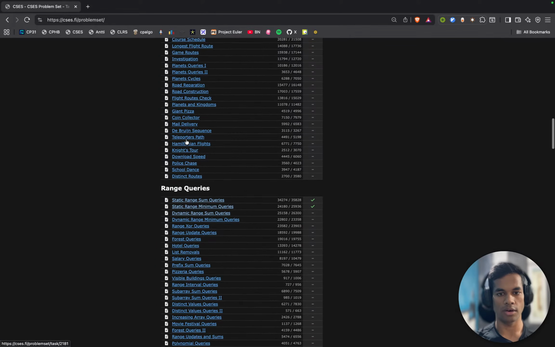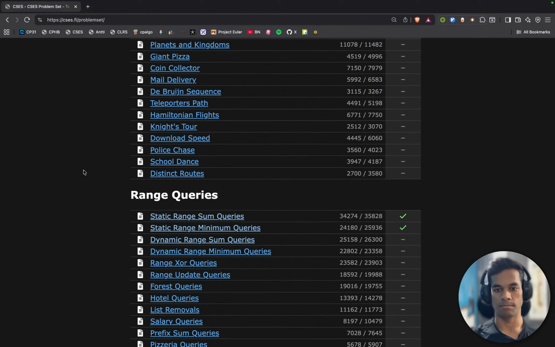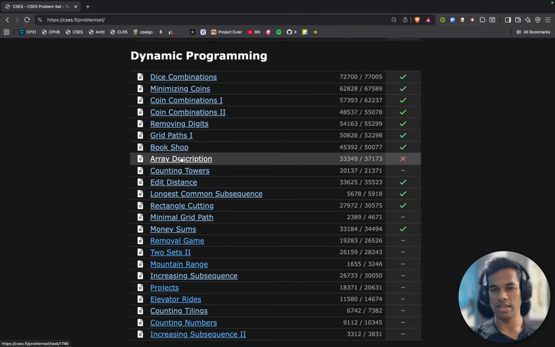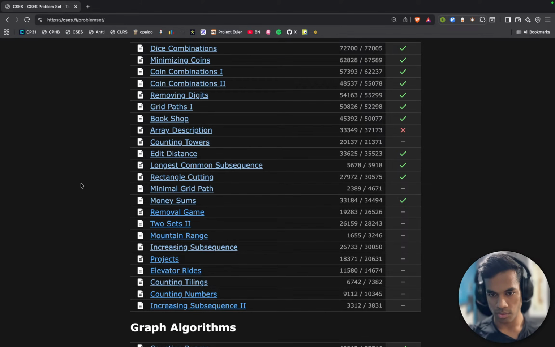And yesterday I also did range query things, and this question where I have to find the minimum value in the range. This uses sparse table, and coding that was pretty nice. Yep. And now on to dynamic programming. This one needs some optimization. I do not yet know how to do that.